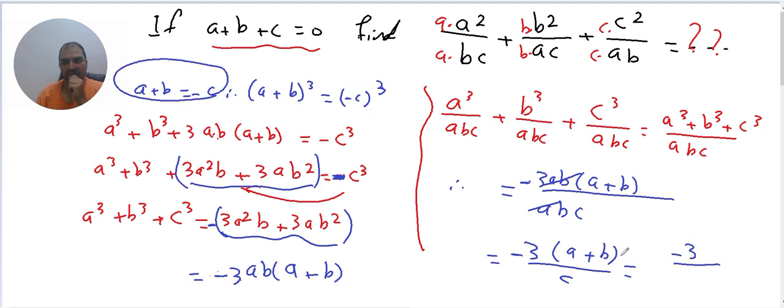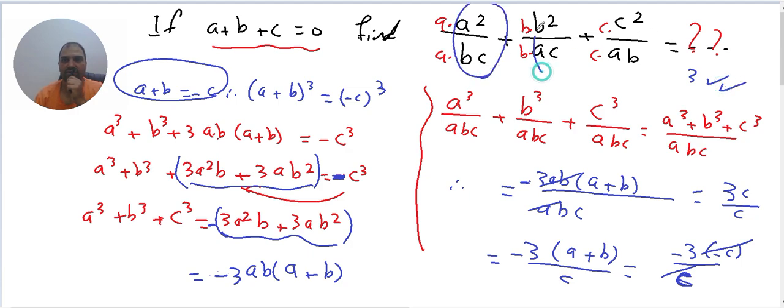With the value of a plus b being negative c, over c. Negative times negative is positive. Then the result will be 3c over c, which is 3. Then the value of a power 2 over bc plus b power 2 over ac plus c power 2 over ab equals 3. Then the answer to this question equals 3.